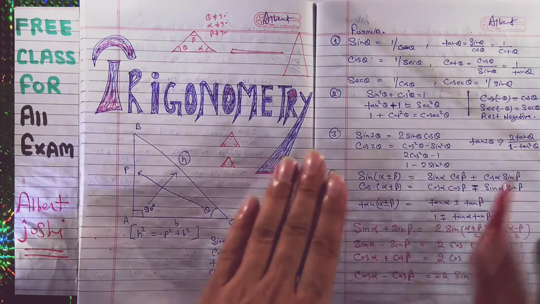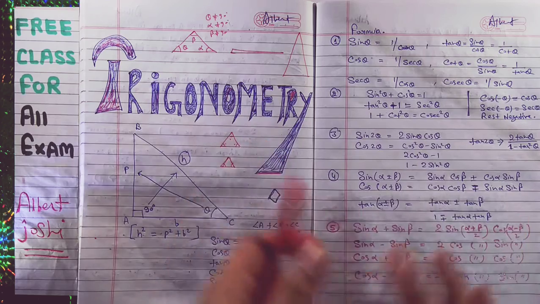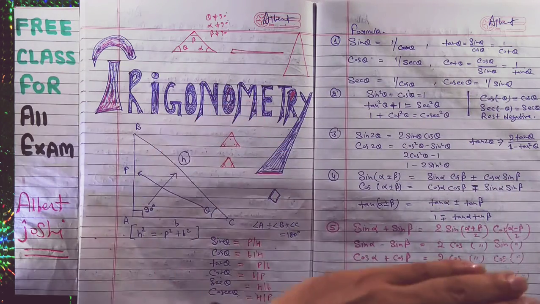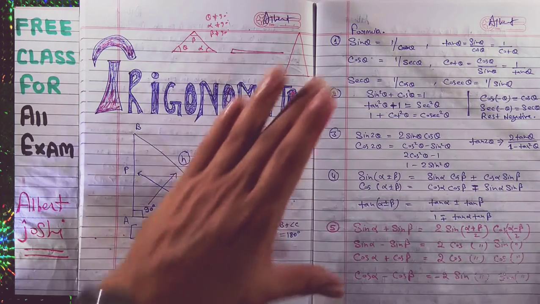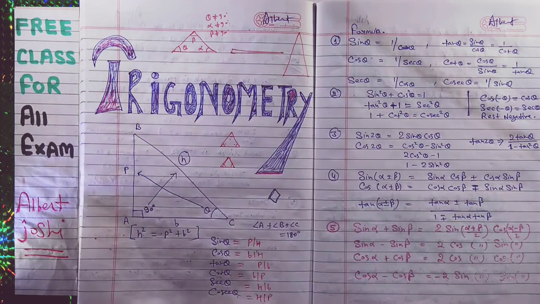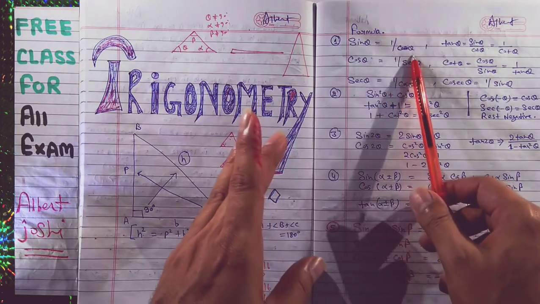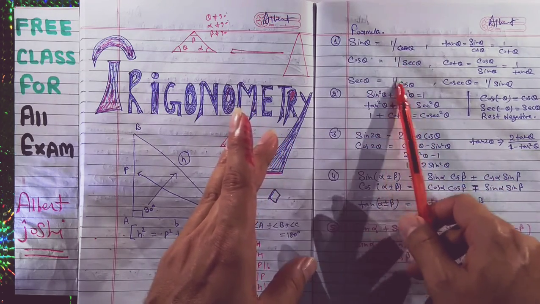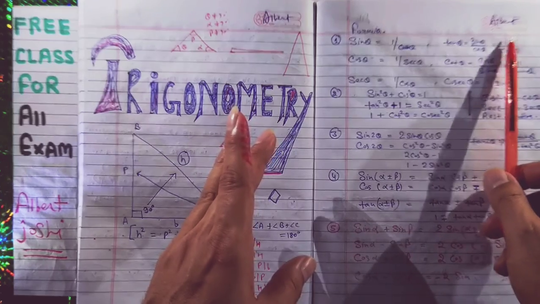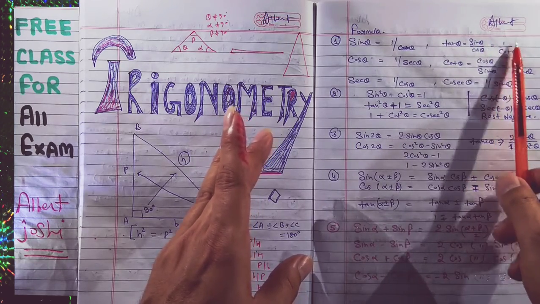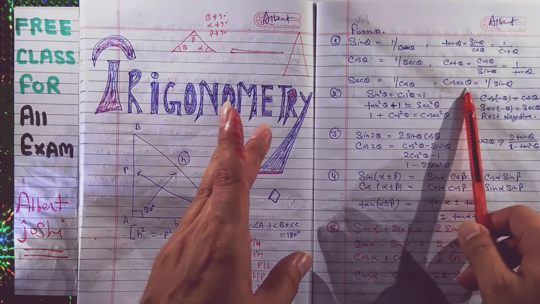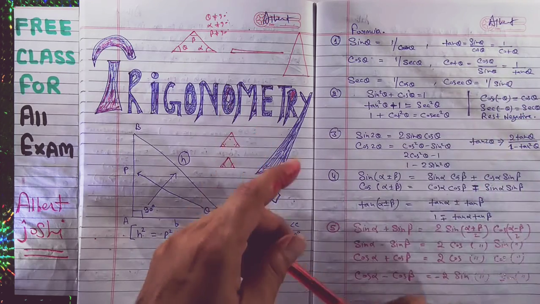Here we have written some important formulas. With the help of these formulas, you can derive all the other formulas, so you only have to remember these. The first: sin theta is equal to 1 upon cosec theta, cos theta is equal to 1 upon sec theta, sec theta is equal to 1 upon cos theta, tan theta is equal to sin theta upon cos theta is equal to 1 upon cot theta, cot theta is equal to cos theta upon sin theta is equal to 1 upon tan theta, and cosec theta is equal to 1 upon sin theta.